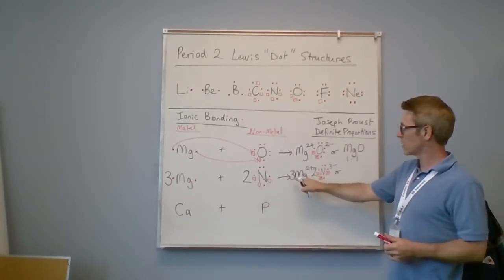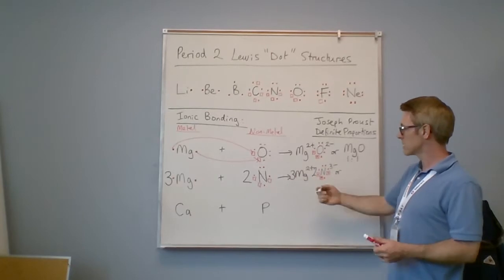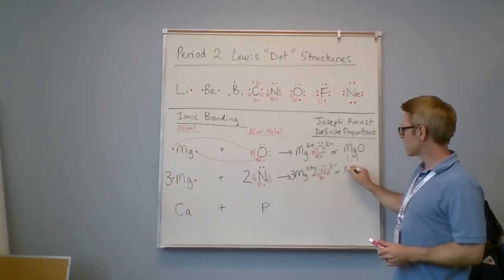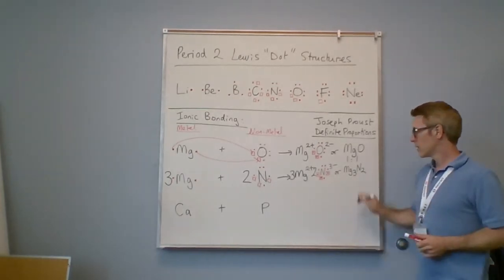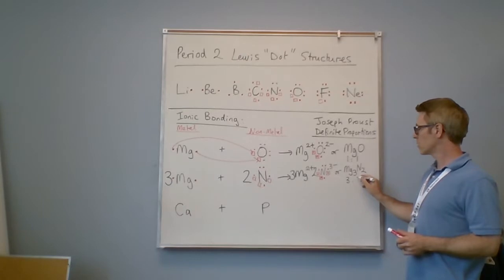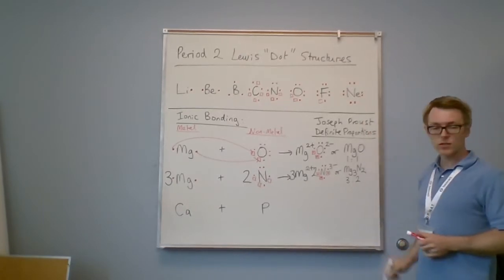Chemists would convert these coefficients into subscripts and just write Mg3N2, which is a 3-to-2 Joseph-Proust definite proportion.